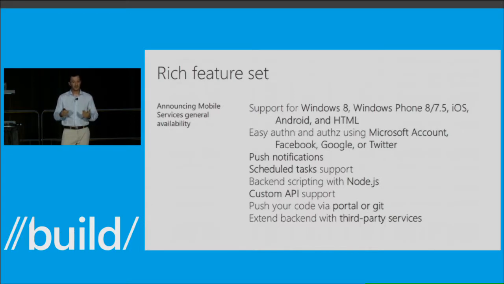Last but not least, we're integrated with the Azure Store, so it's very easy for you to add third-party services. So if you'd like to send text messages from your server backend, you can just pull in Twilio through the Azure Store. There's a single billing relationship, so you don't get a separate bill from them, and you can use them from within your mobile services server scripts.